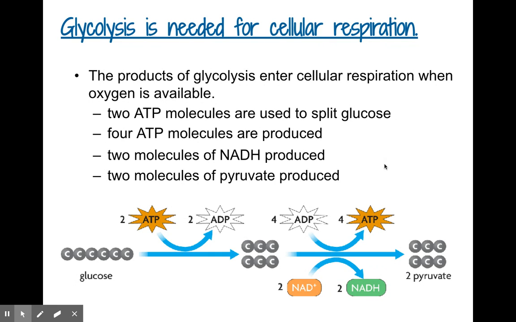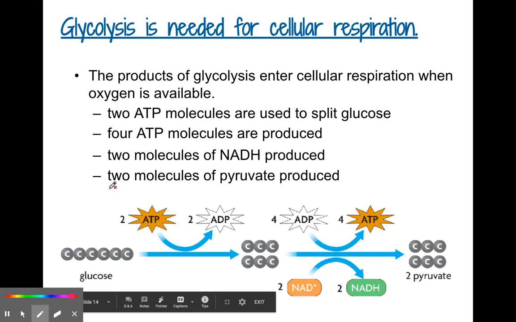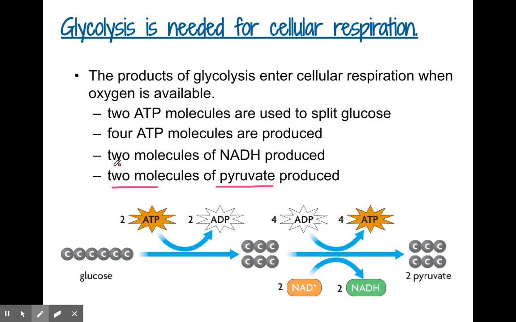Okay, 2 ATP molecules are used to split glucose at the start of glycolysis. 4 ATP molecules are produced. 2 molecules of NADH are produced, and 2 molecules of pyruvate. So just like we stated, what you need to know is 2 molecules of pyruvate and 2 molecules of NADH. We make 4, we use 2, so that means that we only make a total of 2 ATP, okay?